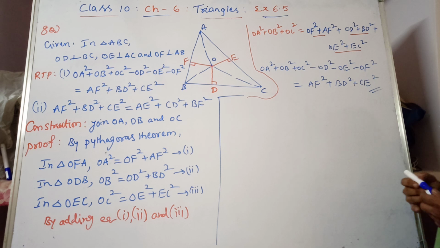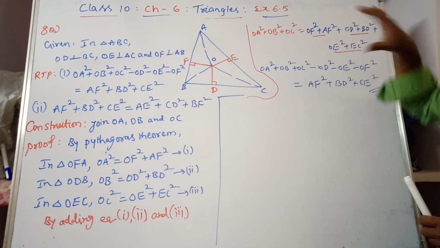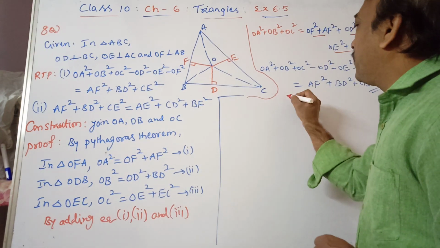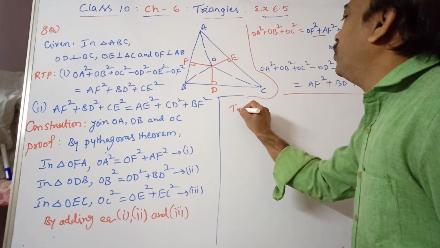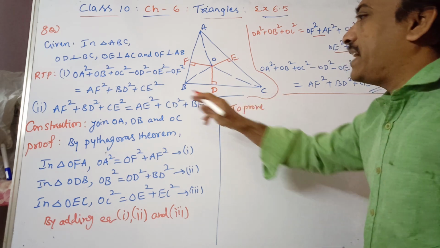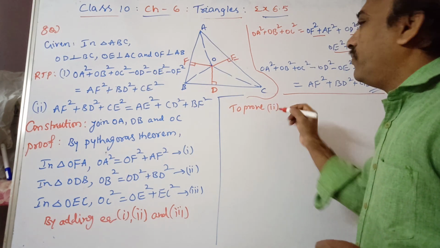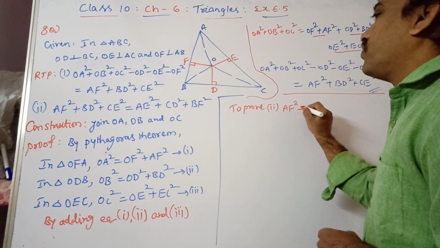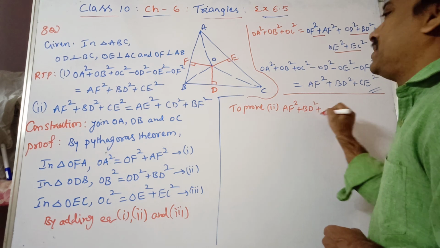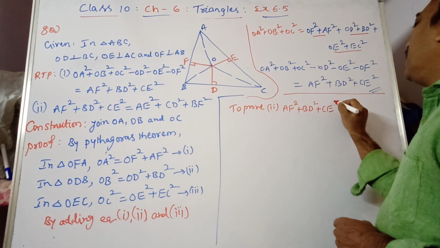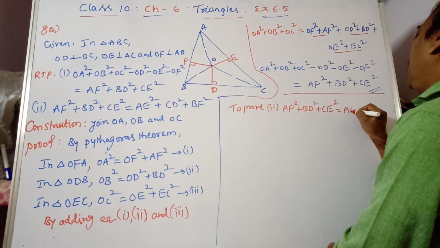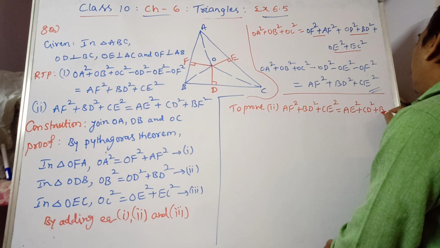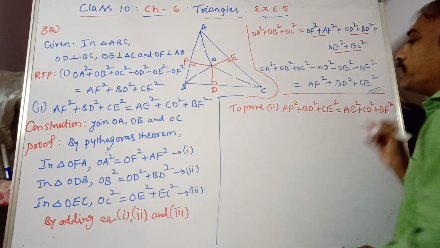We proved the first one. Now to prove the second one. What is the second one? AF square plus BD square plus CE square is equal to AE square plus CD square plus BF square. This we have to prove.